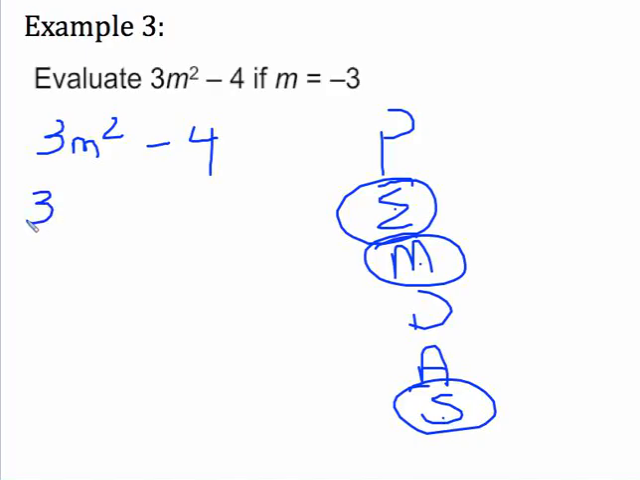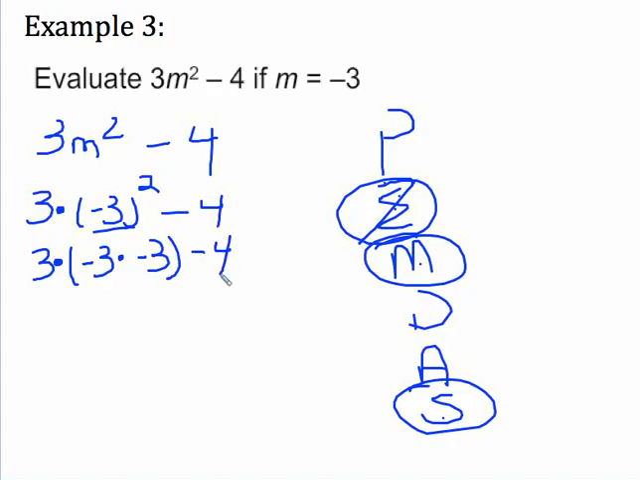So it's going to be 3 times, and I'll use the dot on this one, negative 3 squared, minus 4. Now the parentheses are not necessary here, but I just included them because I know that the first thing I have to do is solve my exponent. So just to keep things in order, I put parentheses around this because I know that negative 3 squared is the same thing as negative 3 times negative 3. So now I have 3 times the quantity, negative 3 times negative 3. Negative 3 times negative 3 is actually just 9, positive 9.